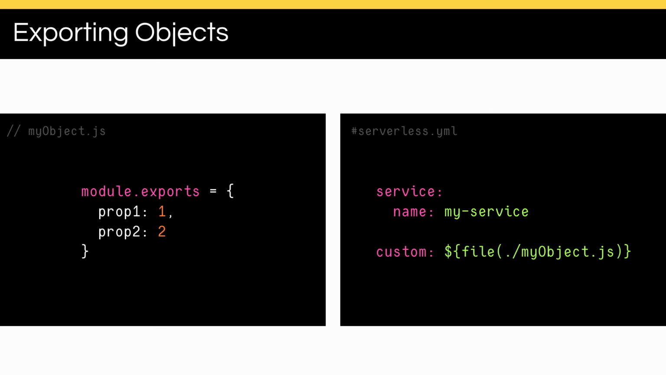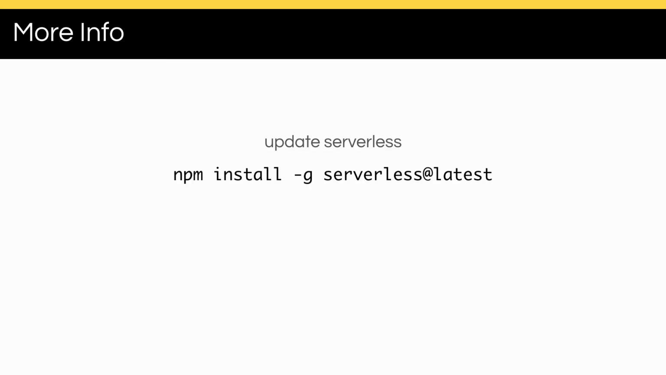On the right side, you've got the custom key, and it's using the file syntax to pull in that JavaScript module file. Since it's an object, the prop1 and prop2 will be assigned to the custom value in your serverless configuration. And that's it for the new features. To grab serverless version 1.18, you can run npm install -g serverless@latest.